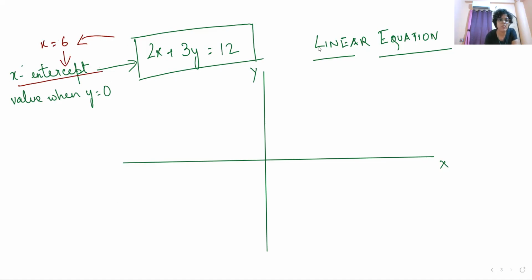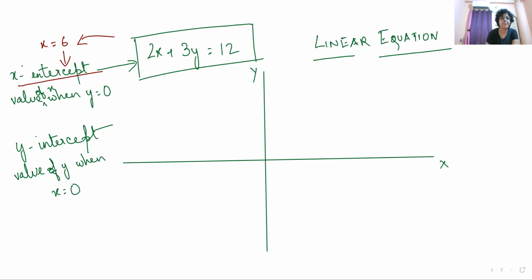Now, in the same way, we have the y-intercept, right, which is again the value of y when x is 0. So this is the value of x when y is 0, and this is the value of y when x equal to 0. So again, we put x equal to 0 here. So 0 plus 3y equals 12, and we find out y is 4. There you go, y equals 4.